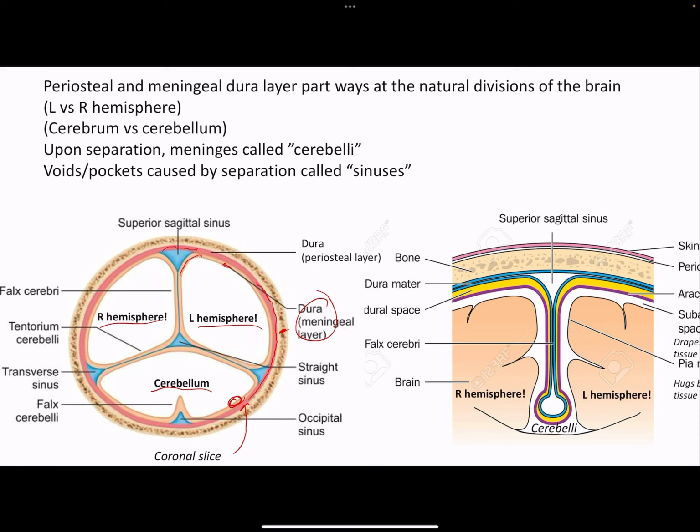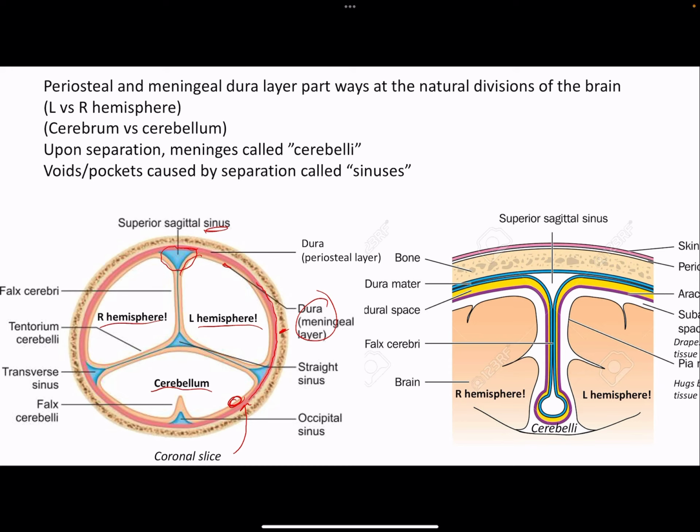And it's going to create these little pockets. These little pockets are the sinuses. This is where we're going to have a lot of our venous system basically dump into. This is going to be venous blood. It's just kind of like sitting there. It's not really directional flow, which is kind of weird.